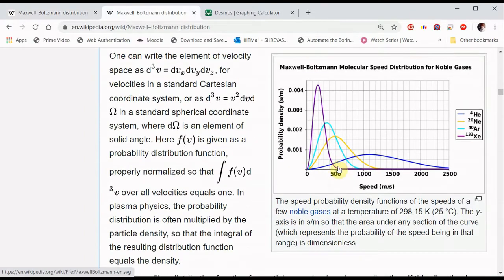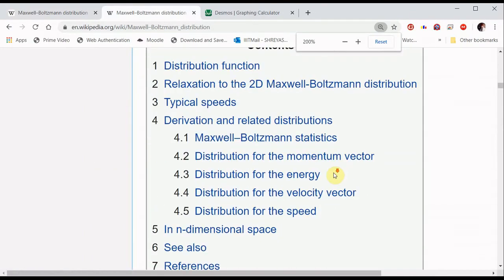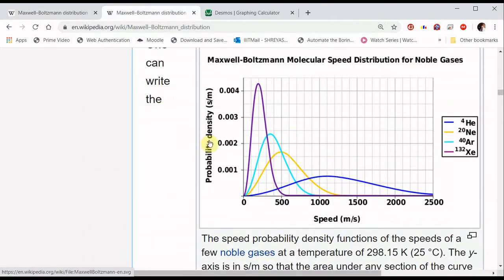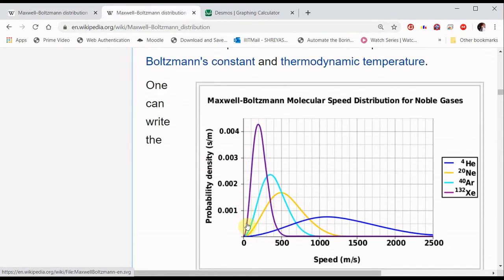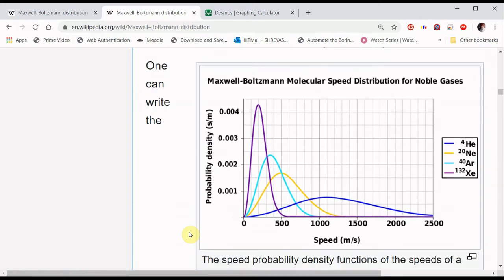So, this is how a Maxwell-Boltzmann distribution for speeds of a gas looks like. The x-axis is speed, obviously, and the y-axis is probability density. I'll get to what that means in a while. So why is this useful? What's the importance of this distribution?